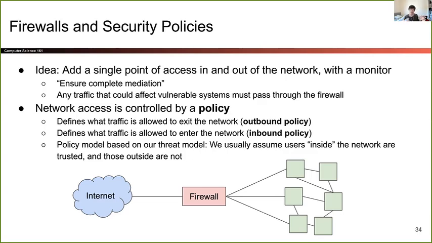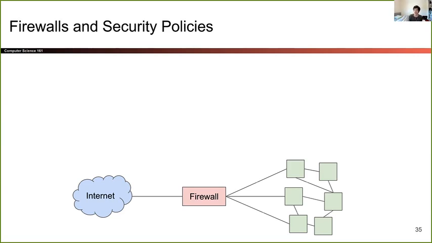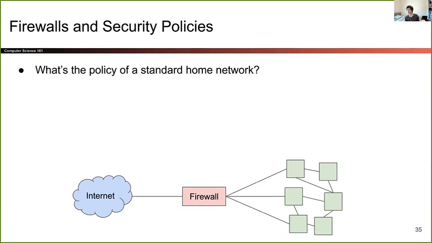This model is based on a relatively common threat model. We assume that users inside the network are trusted and those outside the network are evil. So we've got a bunch of attackers outside the network that are trying to get in. That's why we call it a wall, and it's a firewall. So this model is based on relatively reasonable assumptions. Let's think about this for a moment.